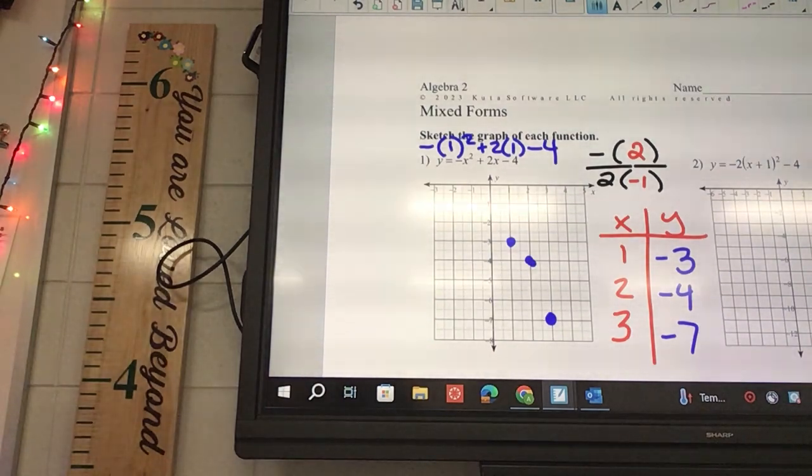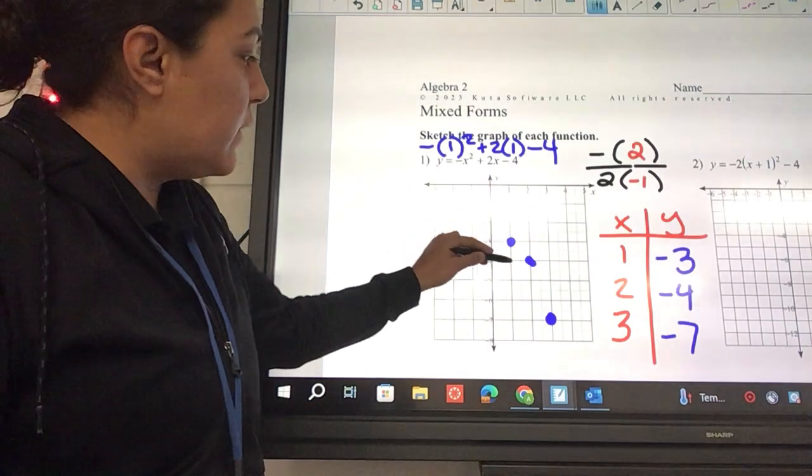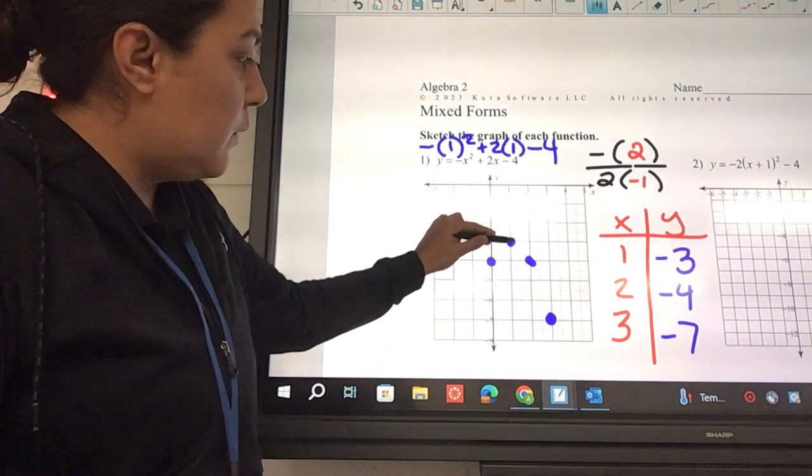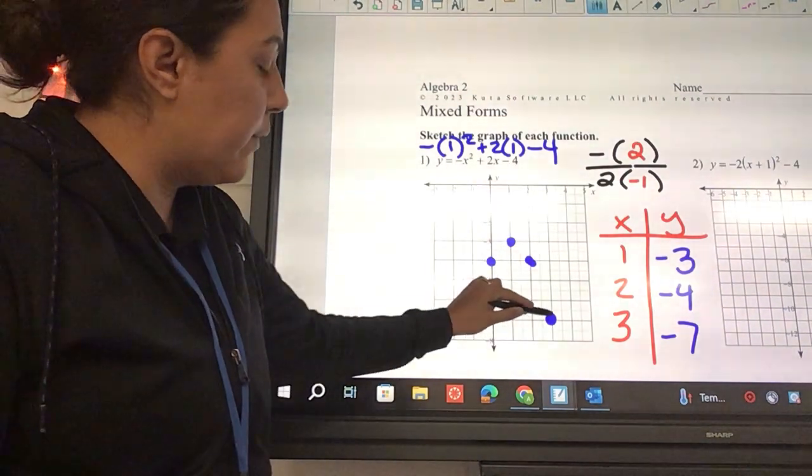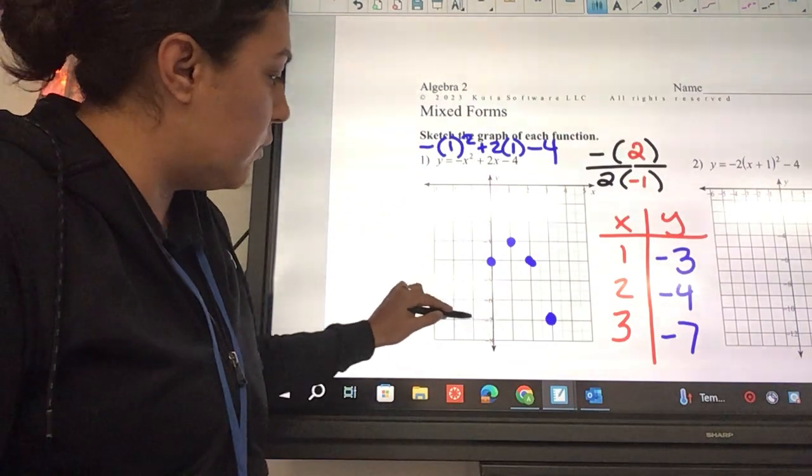Okay, and then we're just gonna mirror it over. So we're gonna go, this one went down 1 over 1, so I'm gonna go down 1 over 1. This one went down however many and over 2, so I'm gonna go down and then over 2.